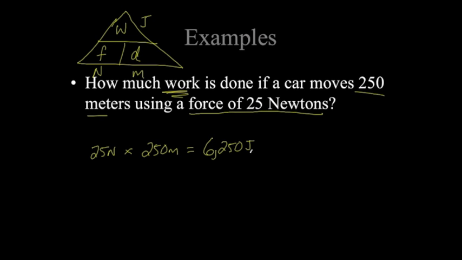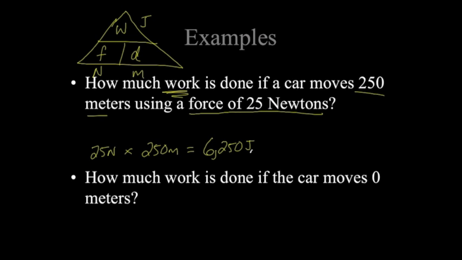Now, it says how much work is done if the car moves 0 meters. Well, remember, what do you have to have for work to be done? You have to have motion. If the car does not move, you have no work done. You can do that just by remembering that that's the definition of work, or you can plug it into your formula. If you move 0 meters, this number becomes 0. Anything times 0 equals, as you know by now, 0.